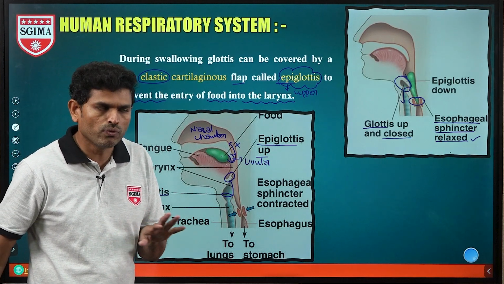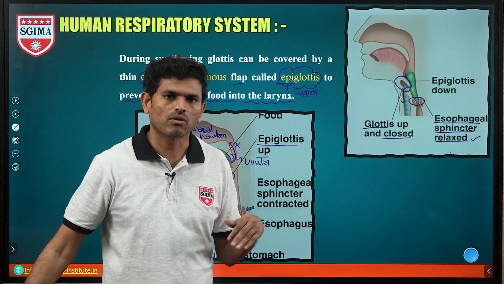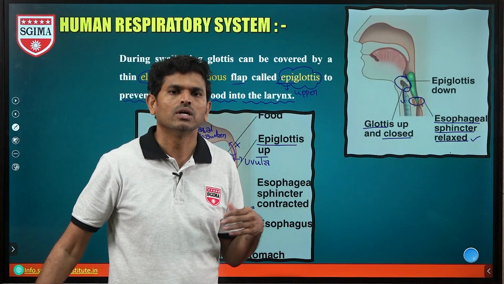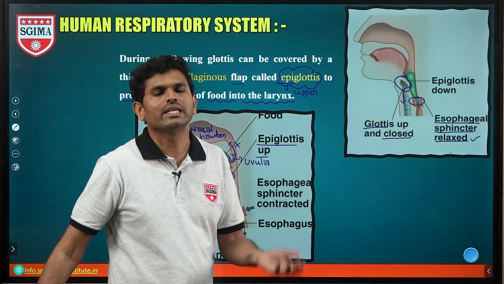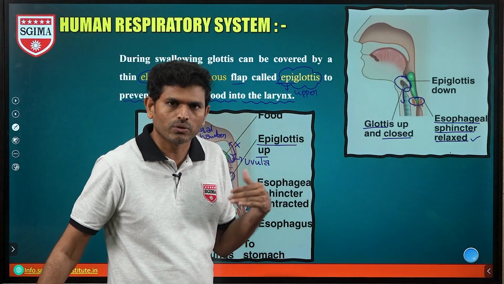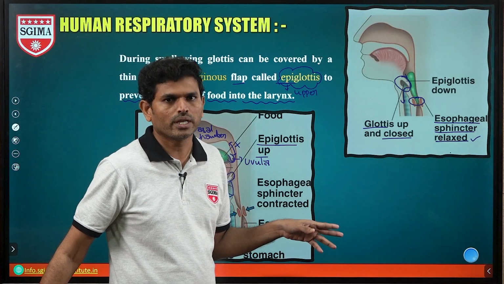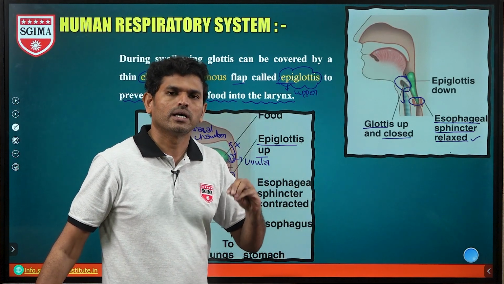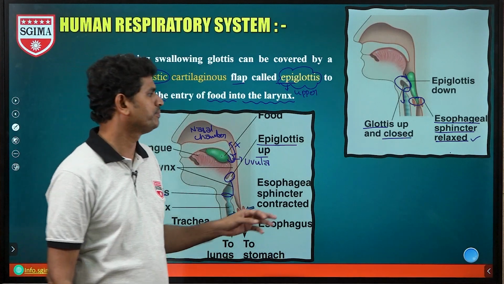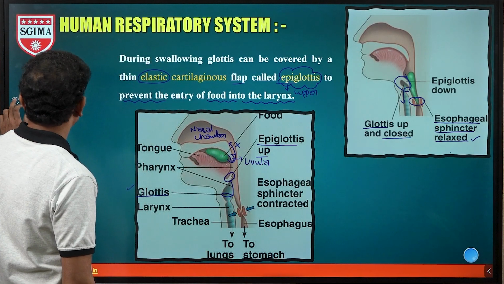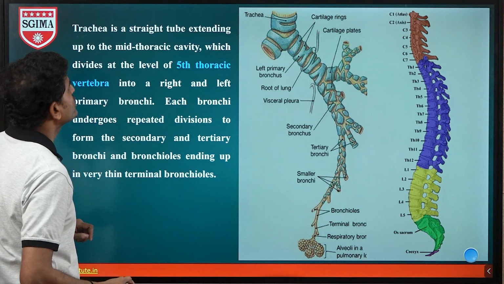That's why while we are drinking water, eating or swallowing, we should not concentrate on anything else. We have to concentrate only on that particular thing, because if we talk in the middle of eating, then these are the consequences. Okay, so next slide. Trachea is a straight tube.